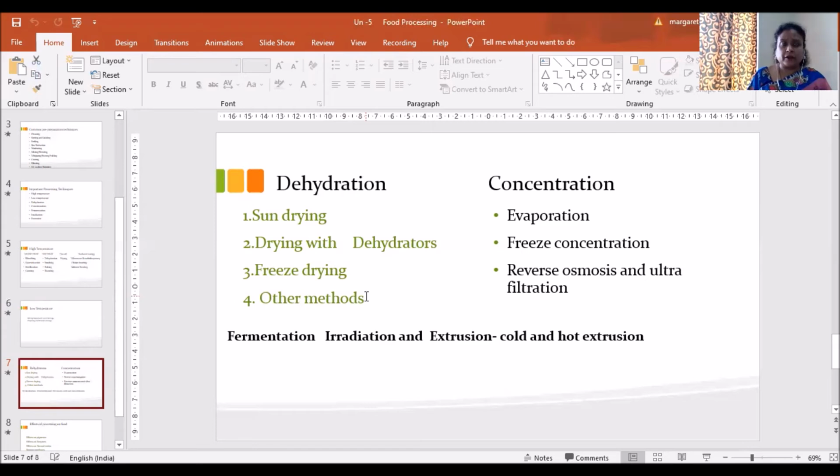To use the dehydrated products, like egg powder or egg white powder, which is dehydrated egg white, can be directly used instead of buying the egg, storing it, and then using it. You can go for dehydrated products. The next one is concentration.